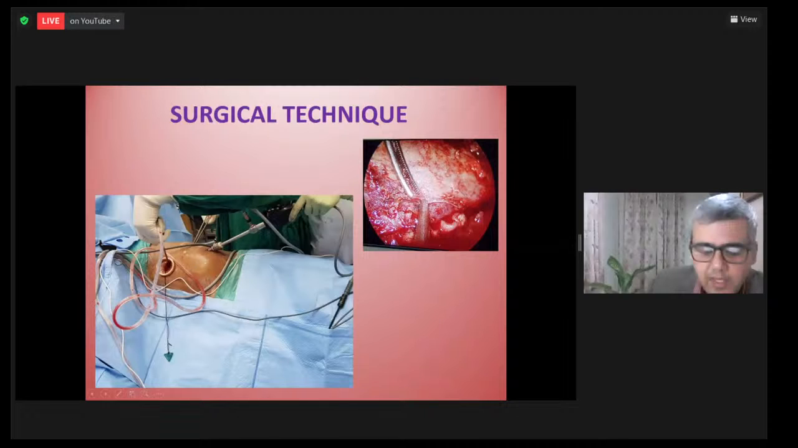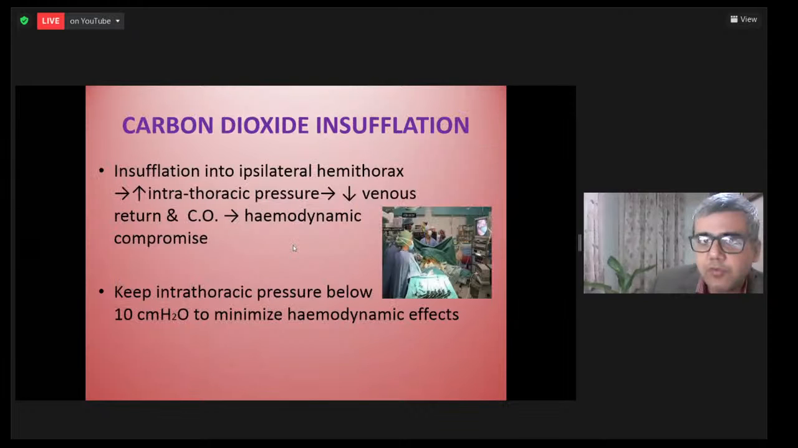One of the main things in VATS surgery is the surgical window for the surgeon. The surgeon requires a very proper lung collapse. If the lung collapse is not proper, the surgical field will be hampered for the surgeon and it will be difficult to do a successful surgery. So a proper lung collapse is very essential for VATS surgery. For that, quite often, a lot of surgeons like to do carbon dioxide insufflation.